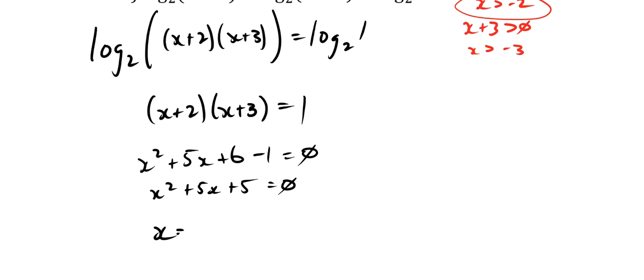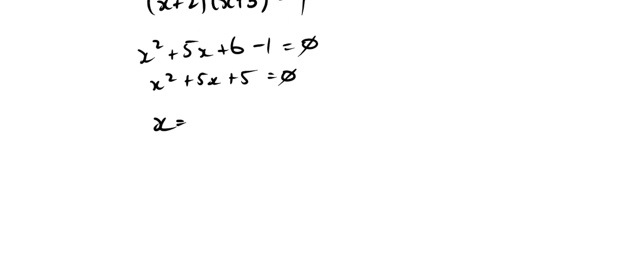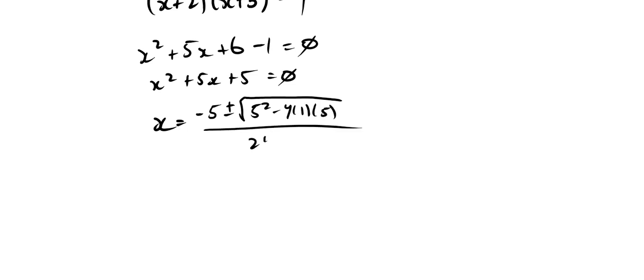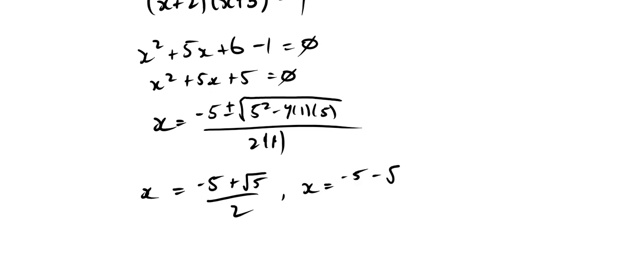Quadratic formula, something we haven't seen in a little while, because we kind of skipped it in the last unit, although we could have used it. So x equals -5 plus or minus the square root of 5 squared minus 4 times 1 times 5. There's that discriminant, over 2 times 1. So x equals -5 plus the square root of 5 over 2, and x equals -5 minus the square root of 5 over 2.